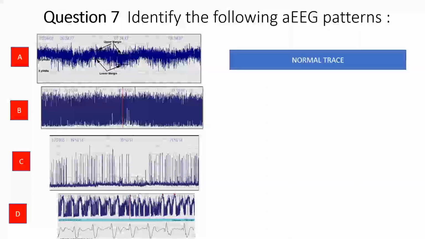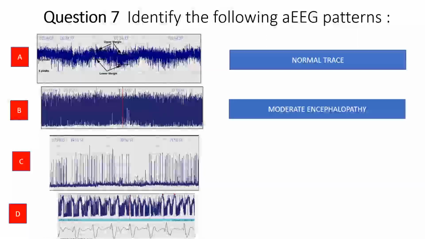So number A is a normal trace. You can see in CFM, those who know, they will know, but those who don't know, you have to see the width of this band and the lower margin and upper margin. The lower margin should be above 5 microvolt and the upper margin above 10 microvolt. So when your lower margin is above 5 and upper margin is above 10, with a sleep wave cycle, it is a normal trace.